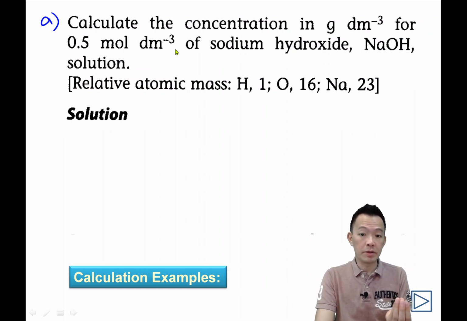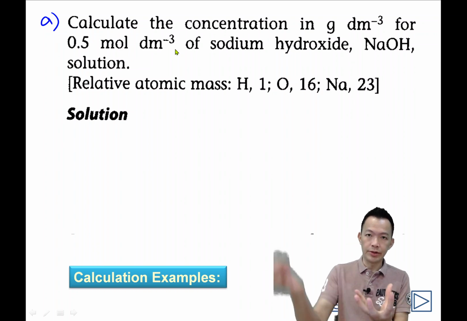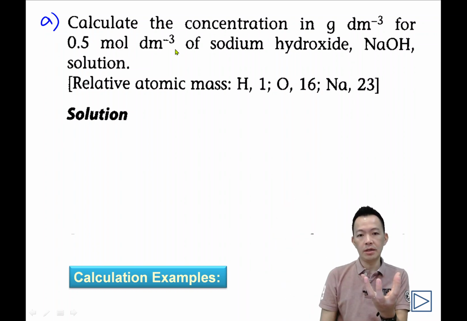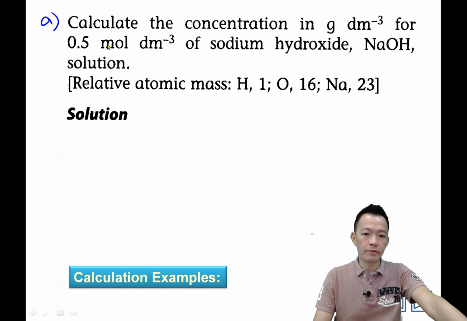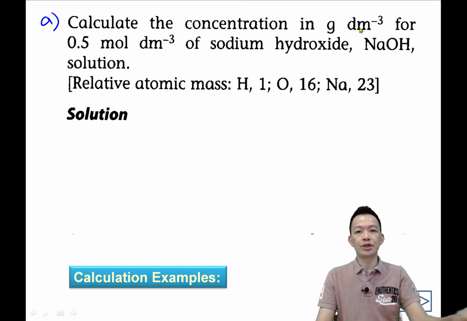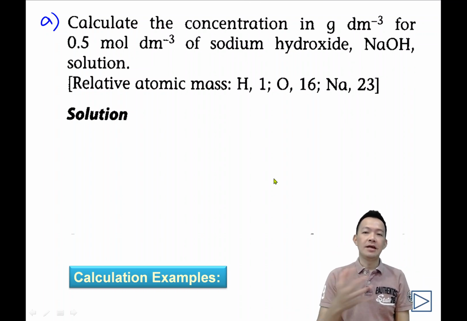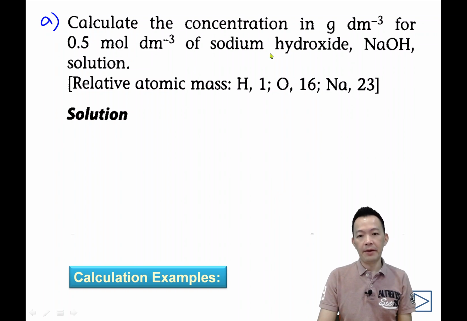So how many gram of sodium hydroxide powder are you going to add into 1 liter of water to make it become 0.5 mole per cubic dm? So the question is very simple. Just convert the 0.5 mole into gram. So 0.5 mole of sodium hydroxide equals how many gram? 等于多少 gram? We need chapter 3. 我们需要你的第3课.